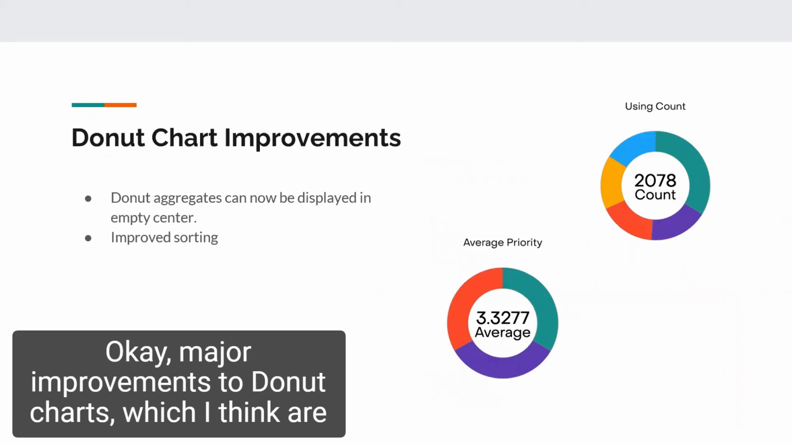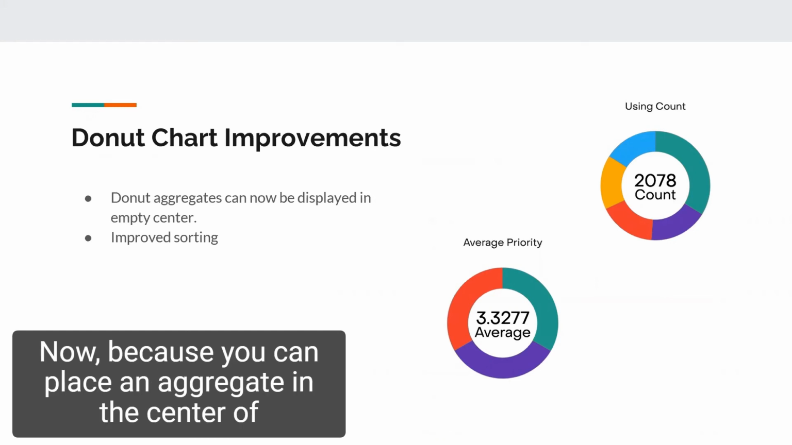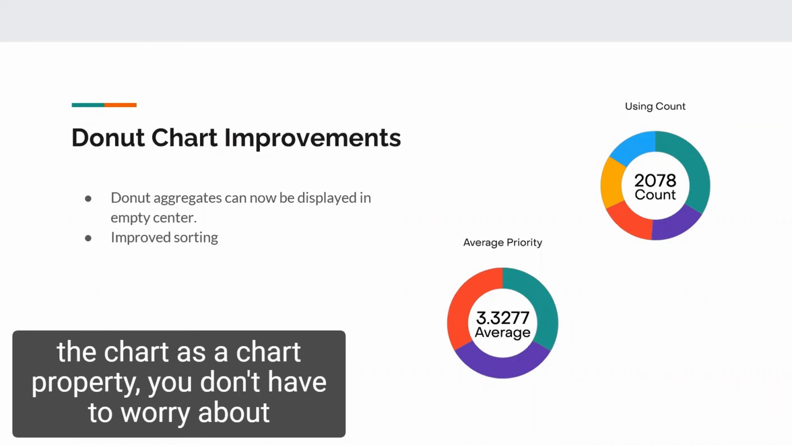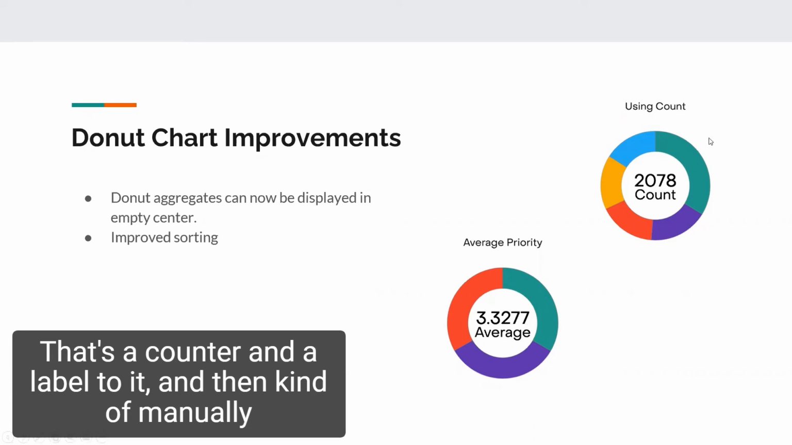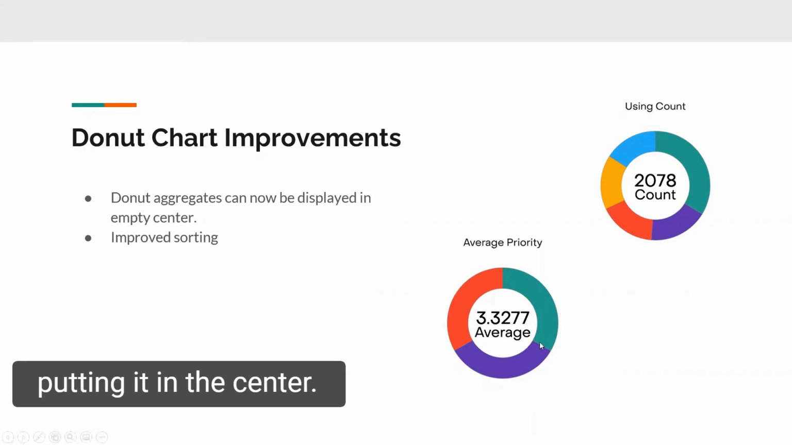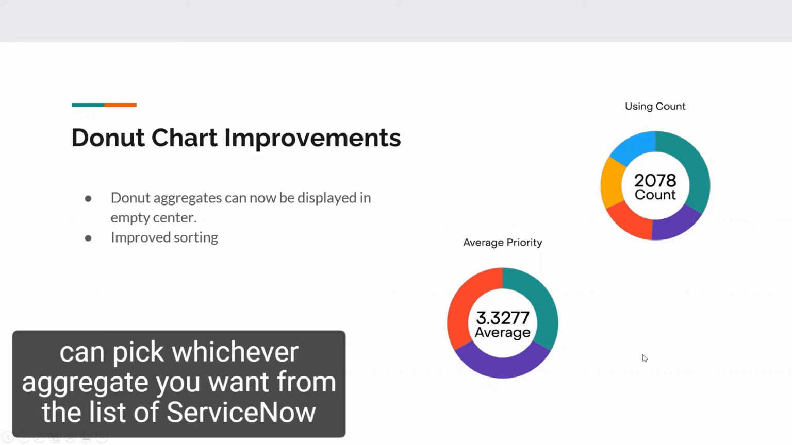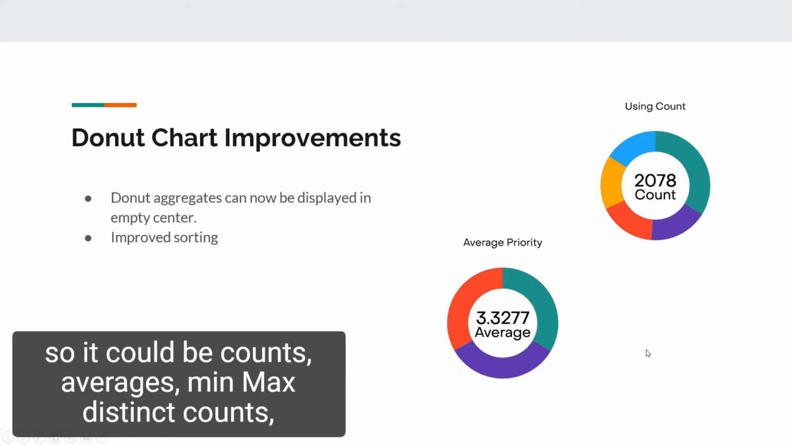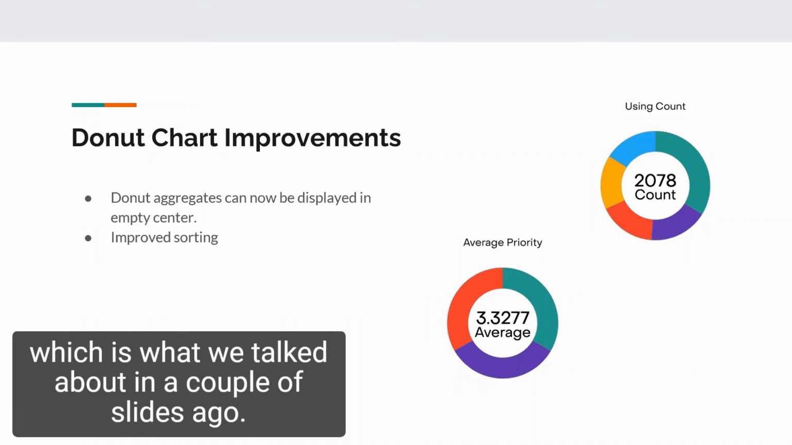Okay, major improvements to donut charts, which I think are going to make them head and shoulders above pie charts now, because you can place an aggregate in the center of the chart as a chart property. You don't have to worry about making a second chart that's a counter and a label to it, and then kind of manually putting it in the center. Now the donut charts can do that automatically, and you can pick whichever aggregate you want from the list in ServiceNow. So it could be counts, averages, mins, max, distinct counts, etc. Donuts are also included in the better sorting order, which is what we talked about a couple slides ago.